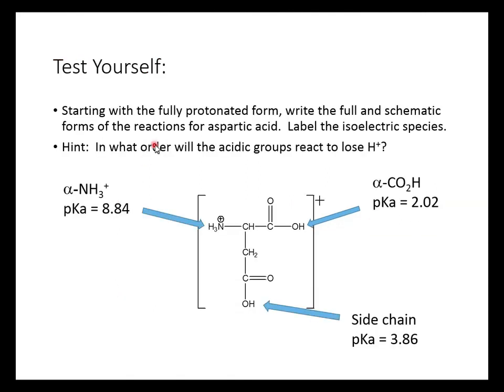Test yourself, please. Start with the fully protonated form here for aspartic acid, and go ahead and write the full and schematic forms of the reactions that this will undergo with water. Then label the isoelectric species. And I'd like you to think, what order do you need to lose these acidic groups? Remember the rule of thumb. You start with the most acidic group first and move up to the next acidic group and the least acidic group with the highest pKa. So pause the video and write out all those reactions. This is probably getting more challenging now.